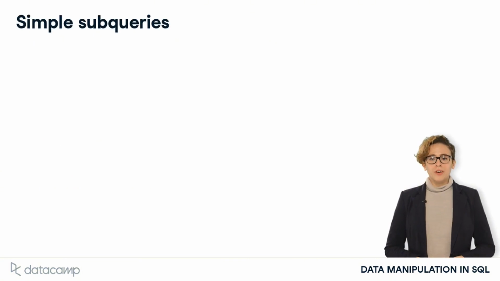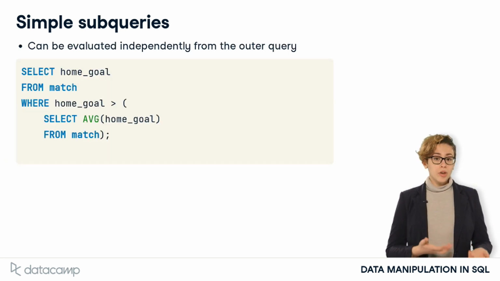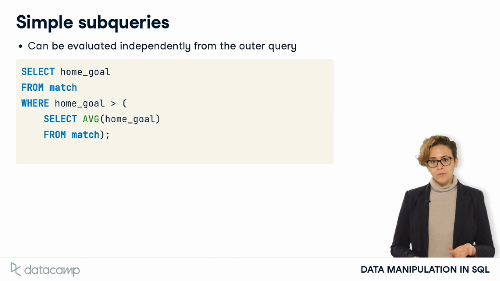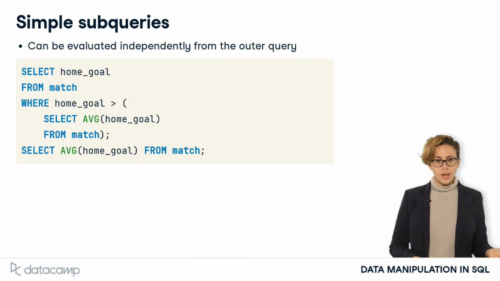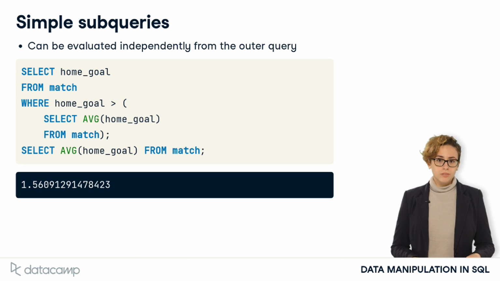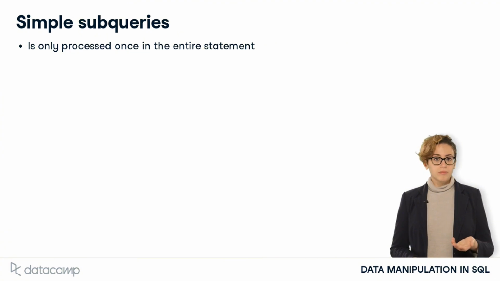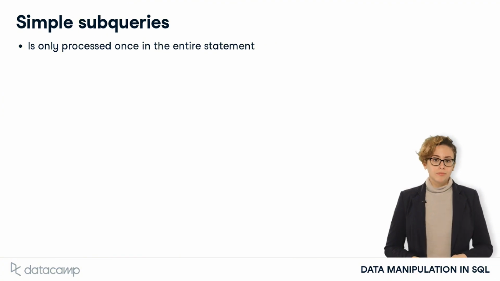Let's start with the definition of a simple subquery. A simple subquery is a query nested inside another query that can be run on its own. The example you see here has a subquery in the where clause. If you copy the entire inner query, select average home goal from the match table, you can run it on its own and get a result. A simple subquery is also evaluated once in the entire query. This means that SQL first processes the information inside the subquery, gets the information it needs, and then moves on to processing information in the outer query.